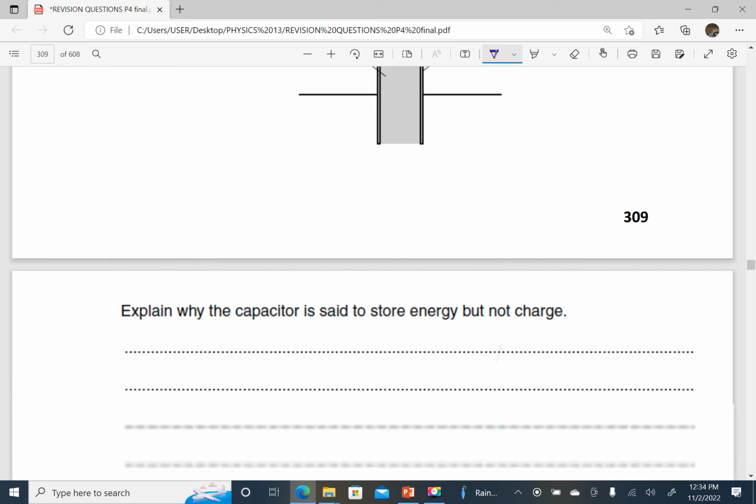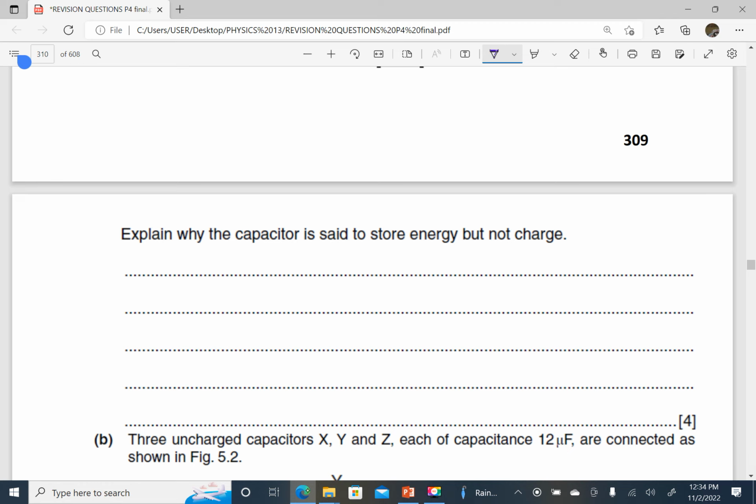Explain why the capacitor stores energy but not charge. Remember, we have said the capacitor plates have equal magnitudes of positive and negative charges. Total charge on the capacitor is 0. But the charging process involves separating charges. The work done in separating the positive and negative charges is the energy stored by the capacitor.